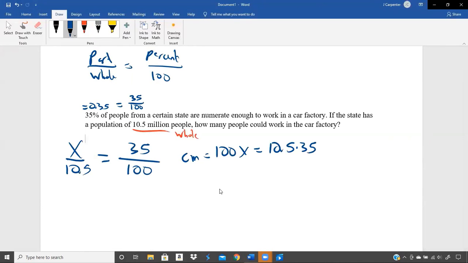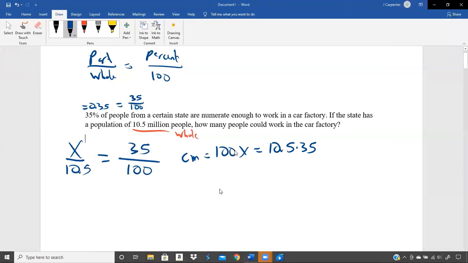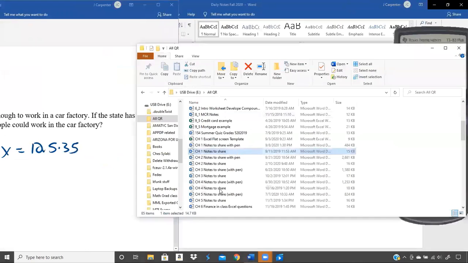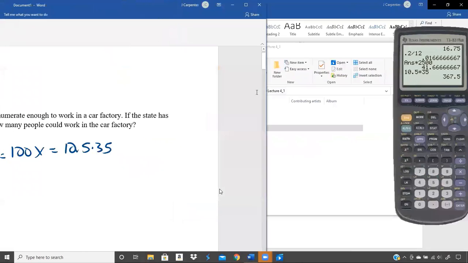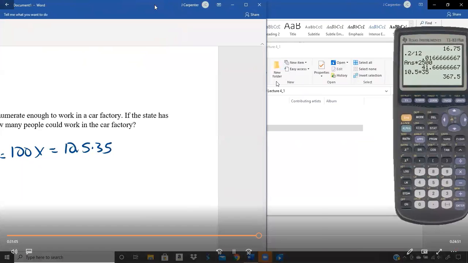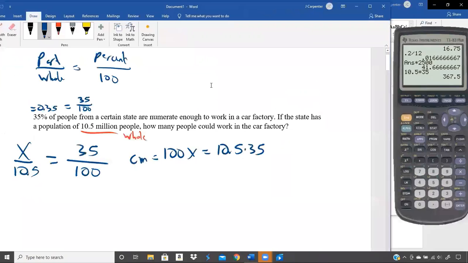We're going to pull out our calculator to do that. Save ourselves some time. 10.5 times 35. And we get 367.5. Okay. So the 10.5 times the 35 was the 367.